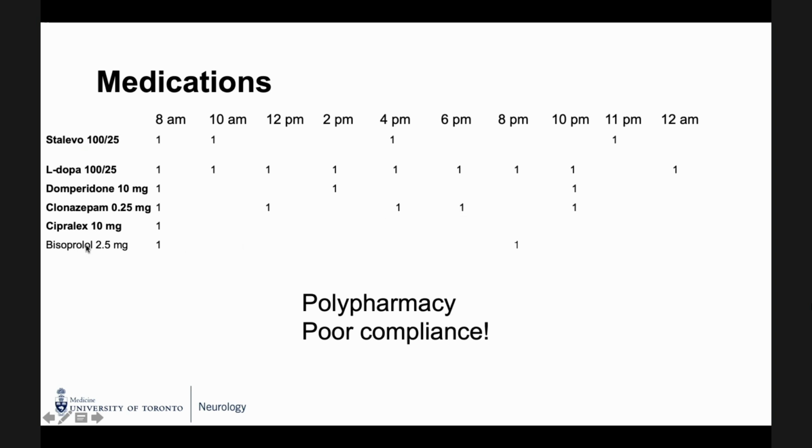She was taking this antihypertensive as well, and an antidepressant. Stalevo is a combination of levodopa and Comtan, and so she was kind of having double doses of this. It wasn't surprising that she wasn't doing well and that she wasn't able to comply with this.